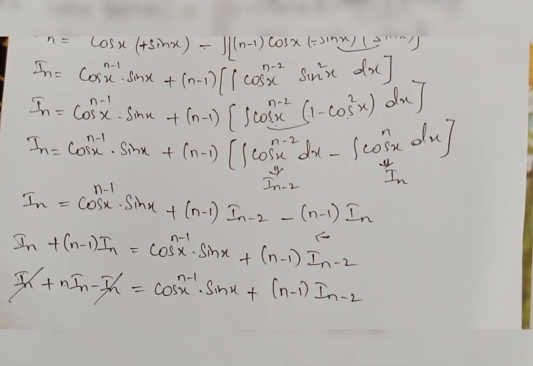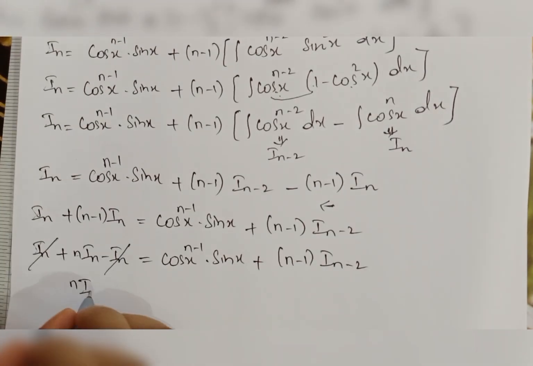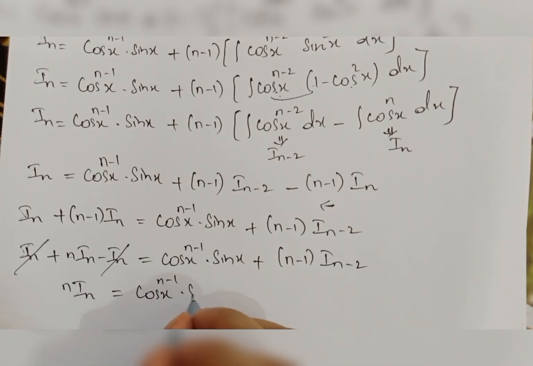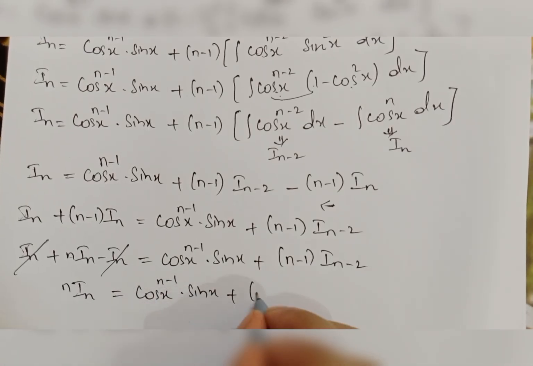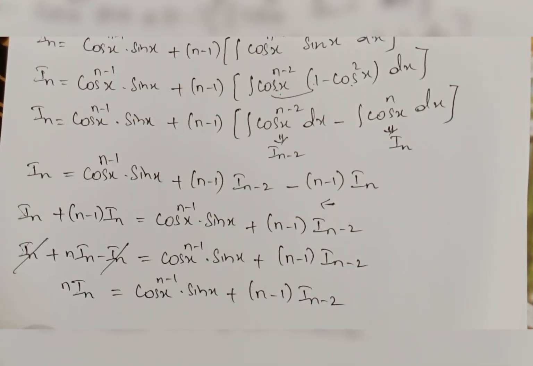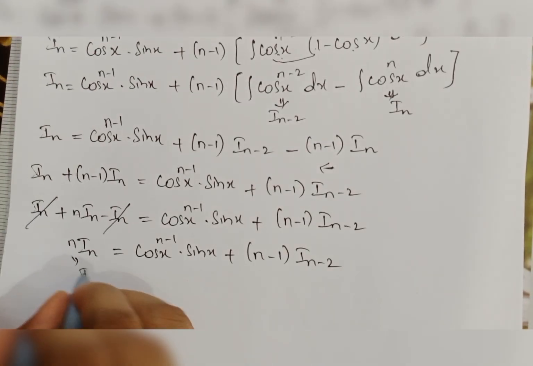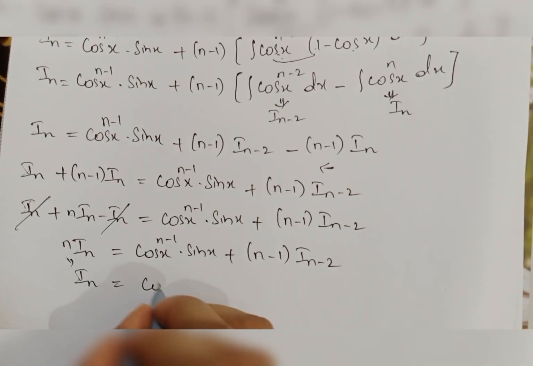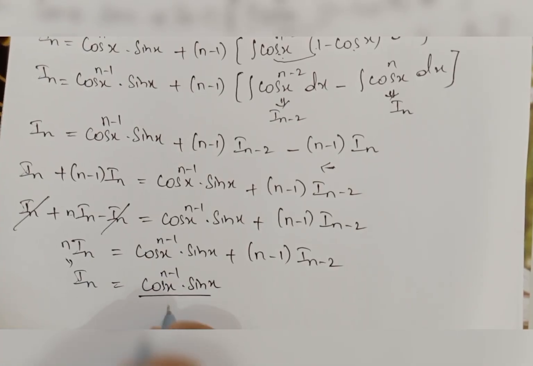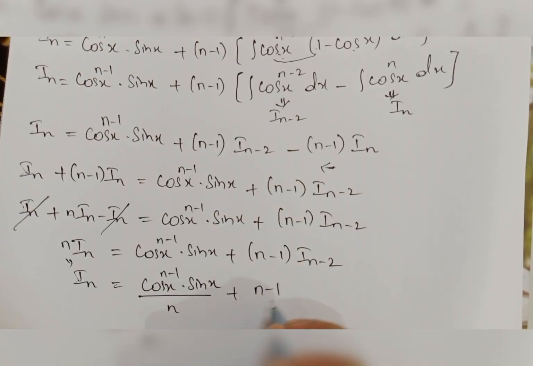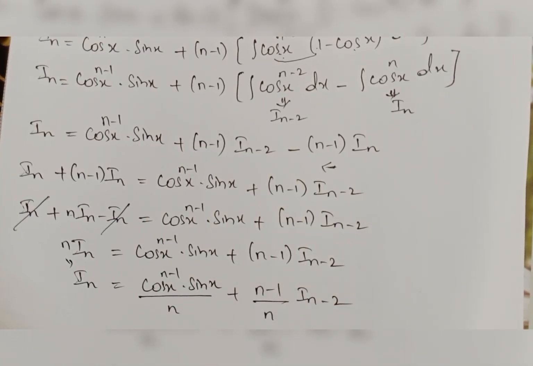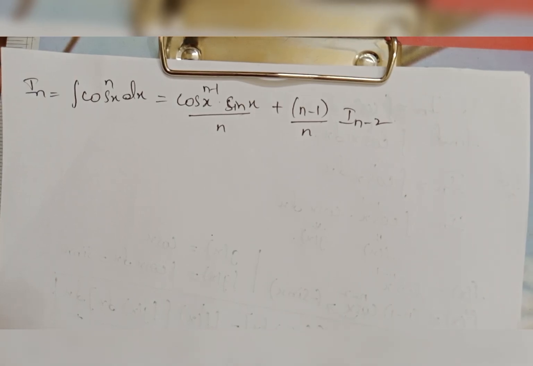Here this gets cancelled out, so we'll be remaining with n In is equal to cos x power n minus 1 into sin x plus n minus 1 into In minus 2. Now bringing this n over here, so it is In is equal to cos x power n minus 1 into sin x by n plus n minus 1 by n into In minus 2. So we got the value of In.